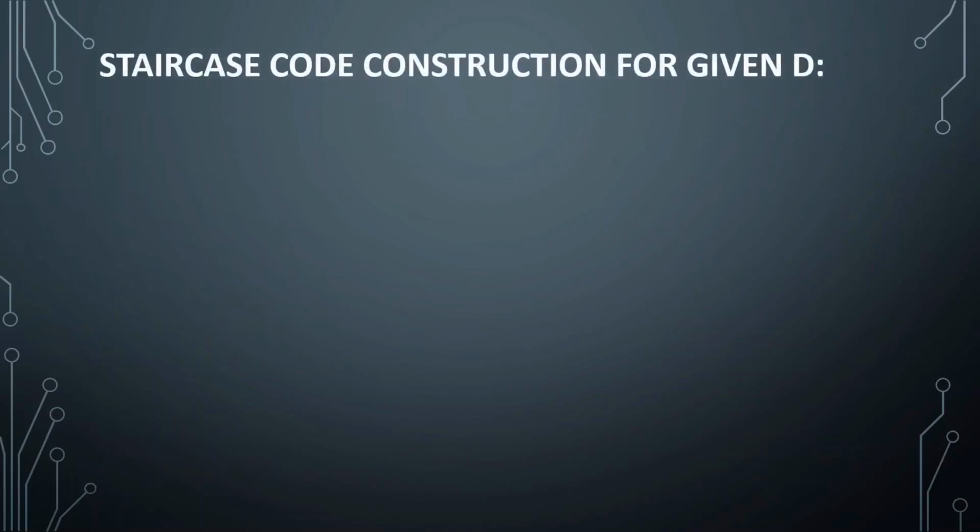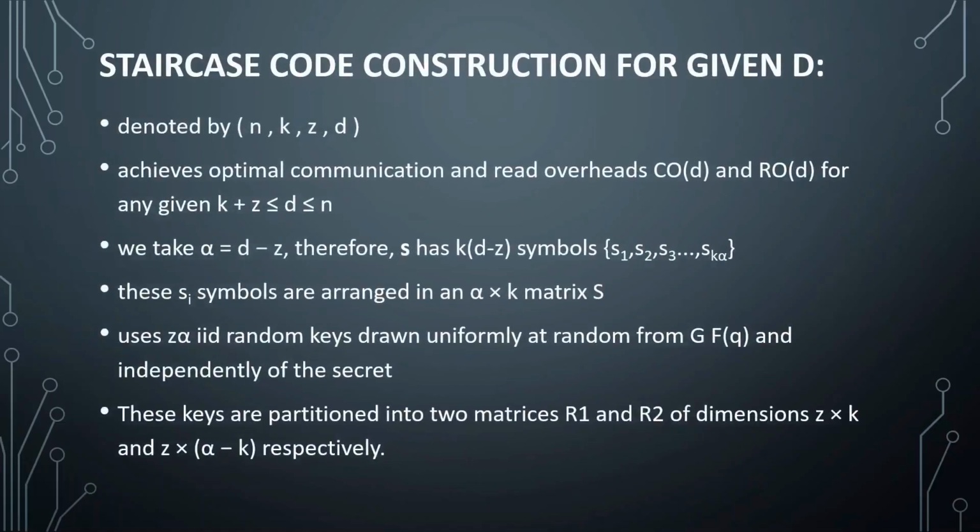First of all, the staircase code construction for a given D. It is denoted by NKZD. This achieves optimal communication and read overheads for any given D which is in between K plus Z and N. We take alpha equal to D minus Z. Therefore, the number of symbols in the secret will be K times D minus Z. These symbols are arranged in a matrix of dimension K into alpha. This uses Z alpha random keys, which are partitioned into two matrices of dimension Z into K and Z into alpha minus K respectively.